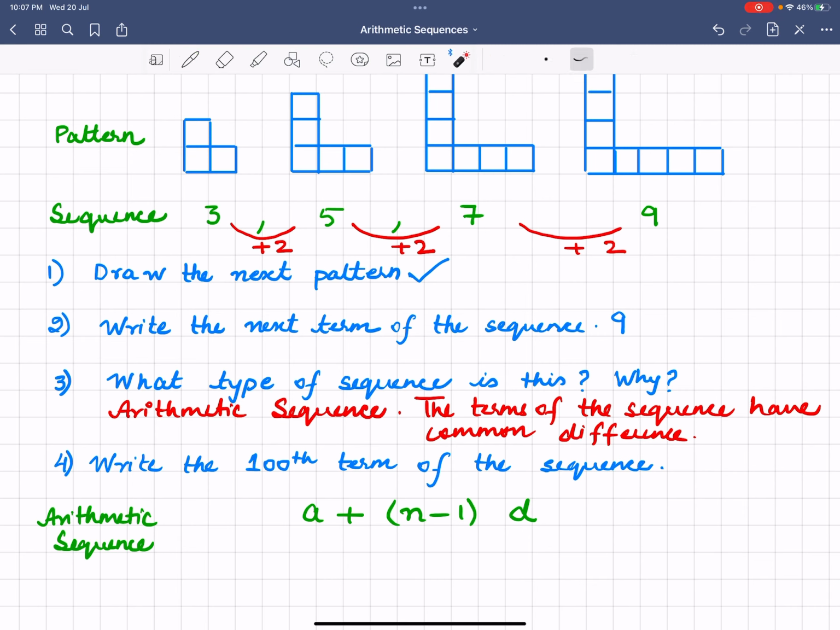As we discussed, a stands for the first term of the sequence, which is 3. And d stands for the common difference, which is 2. So let us plug in the values. We have a, the first term, which is 3. n minus 1 will be written as it is. d is the common difference, which is 2. Now we need to add to 3 the product of 2 into n minus 1. So let's multiply the bracket n minus 1 by 2. That gives us 2 into n, 2n, and 2 into negative 1, negative 2.